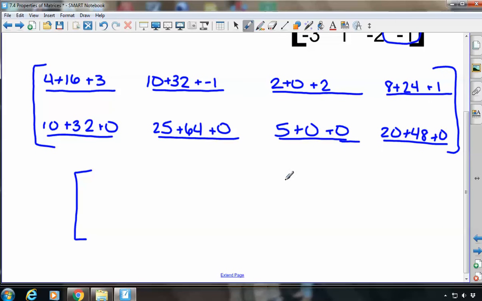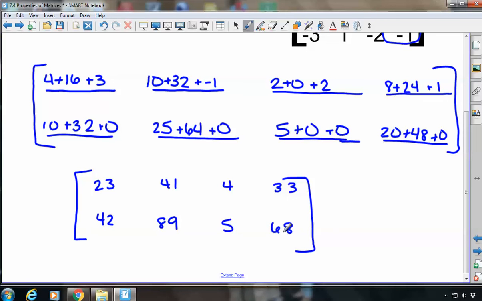So then for our final matrix, we're just going to go ahead and add those numbers. So we get 23, 41, 4, 33, 42, 89, 5, and 68.